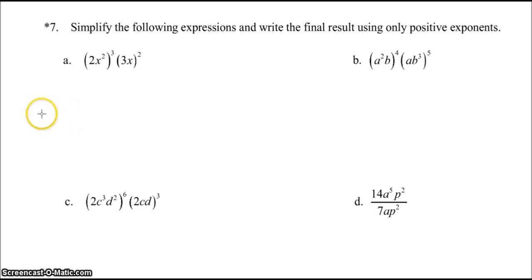Okay, let's take a look at this first one. 2x squared cubed times 3x squared. Just think about the meaning of this first cube. That just means that we have 2x squared times 2x squared times 2x squared.